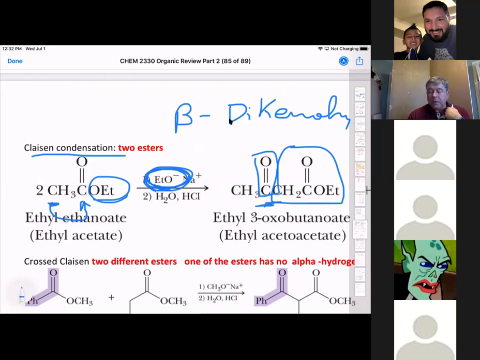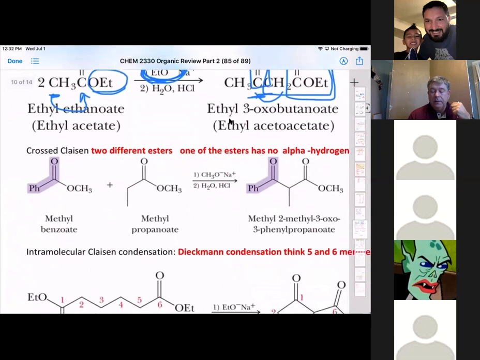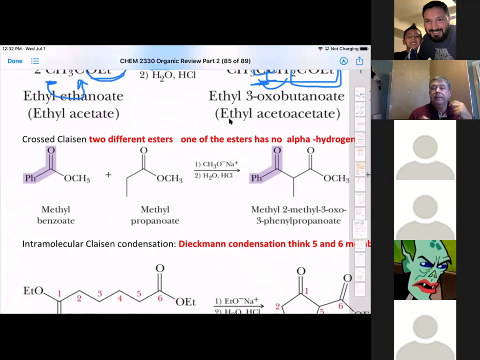Okay, so you'll always see an ester at the end of the chain, and then 2 carbons over, a carbonyl. That's the claisen with 2 esters. And just like with the crossed aldol, you can do a crossed claisen. And the way the crossed claisen works is the same thing. One of them has alpha hydrogens and one of them doesn't.